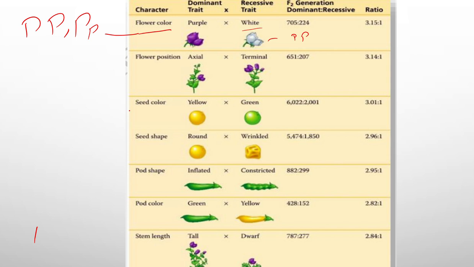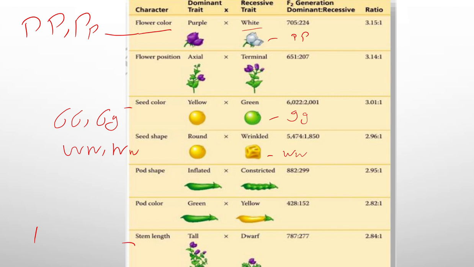How about the seed color? Here we use G capital, G capital, or G capital, G small. How about the green, which is the recessive one? We are going to use G small, G small. And for the shape, round is dominant, so we are going to use W capital, W capital, or W capital, W small. Later when I solve the questions and problems, we will understand more. And the wrinkled one is the recessive one, so we use W small, W small.